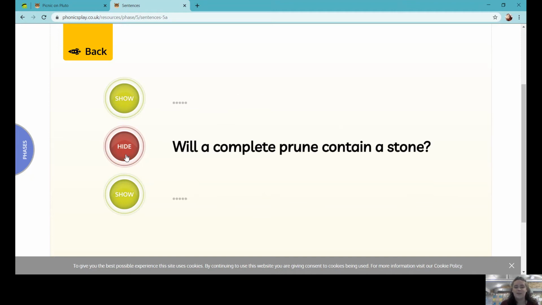Okay, pause the video now and read our next question. Lovely. Our next question is, will a complete prune contain a stone? So a prune is a type of fruit that has some stones in them. If it's complete, I think it would definitely have a stone in it.